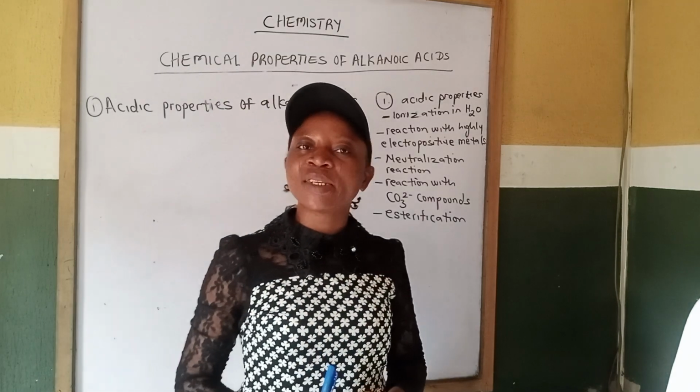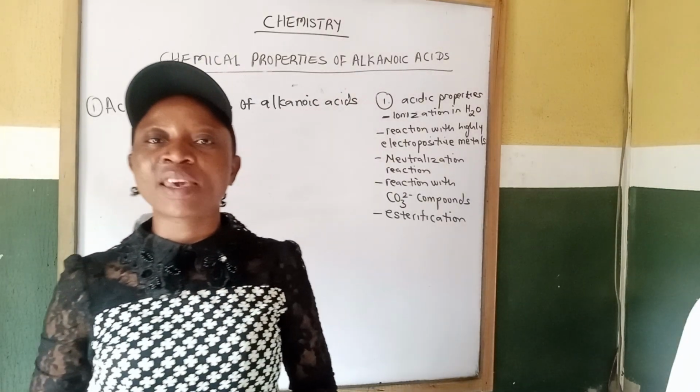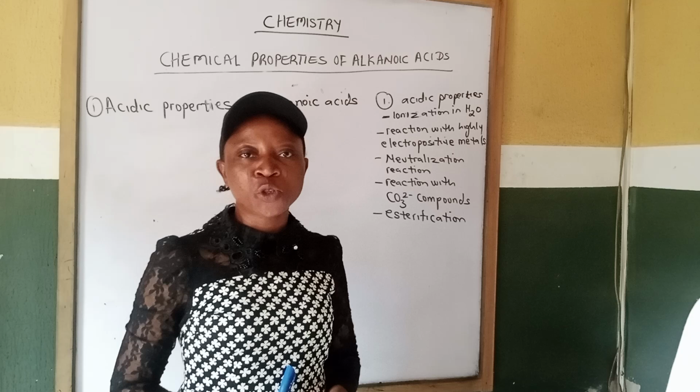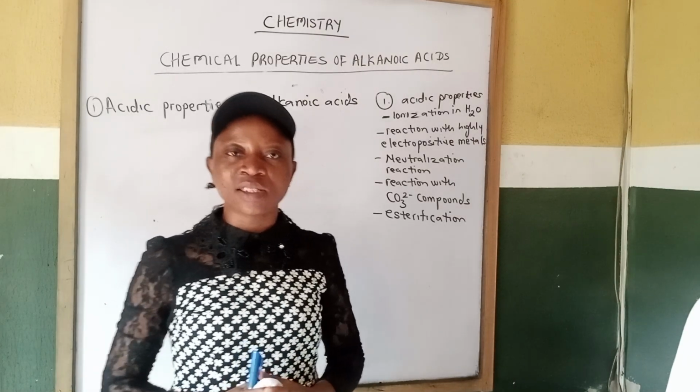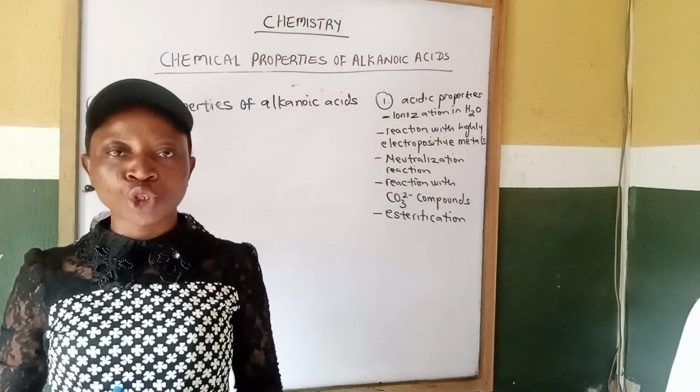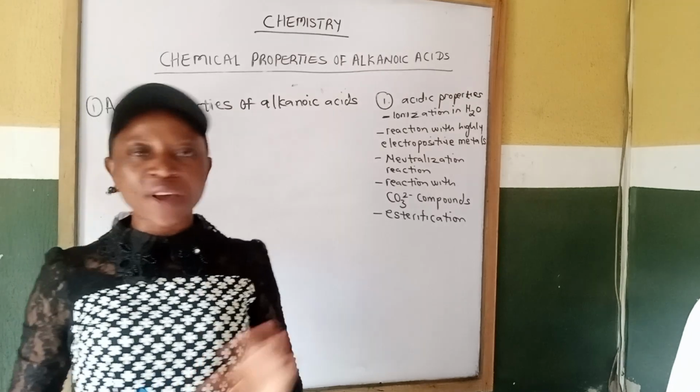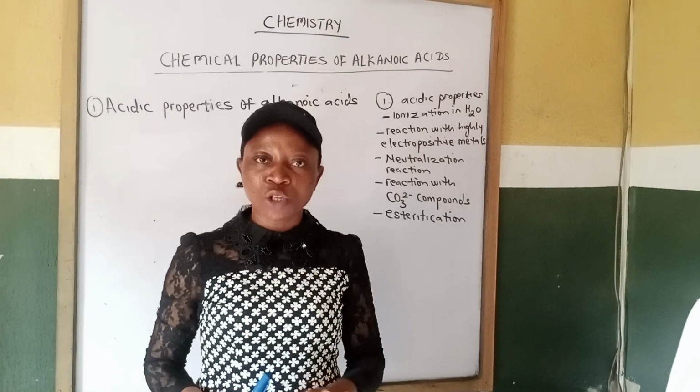Today we are going to talk about the chemical properties of alkanoic acid, which is also known as carboxylic acid. In today's topic, I'm going to show you logic for different chemical reactions and formation of products.